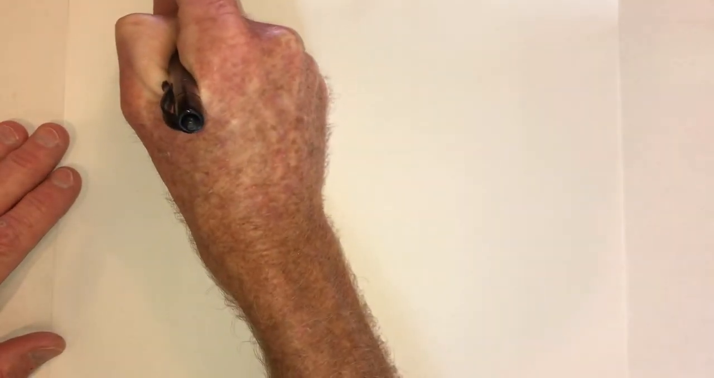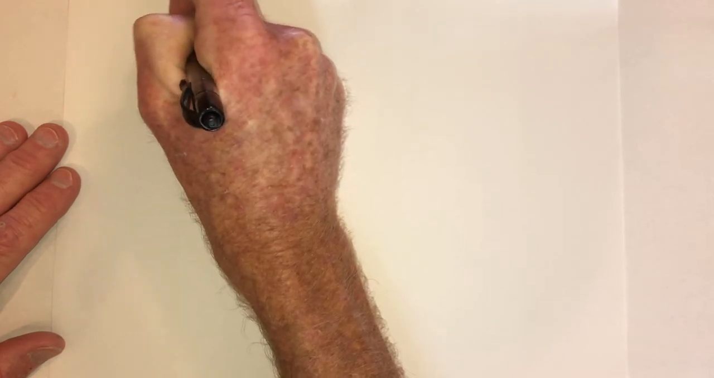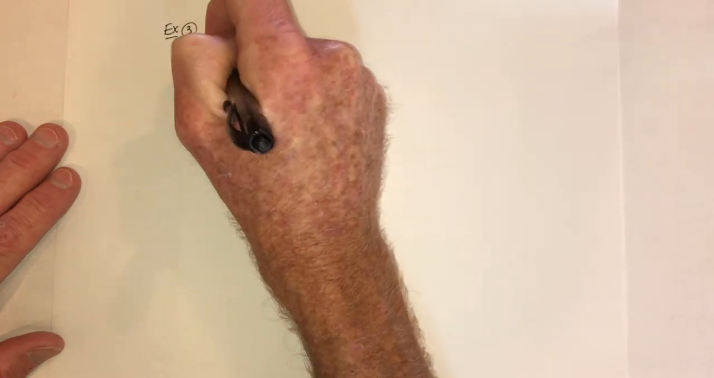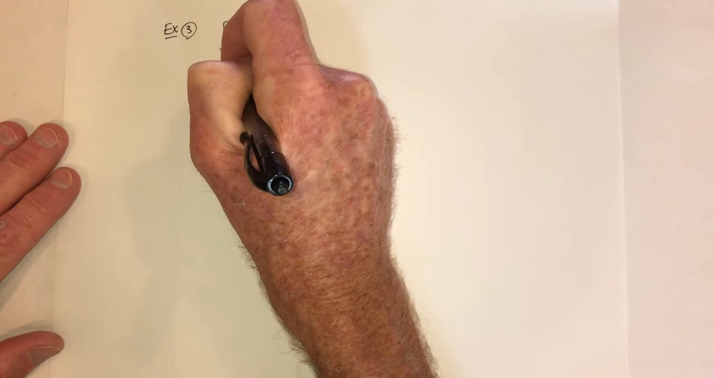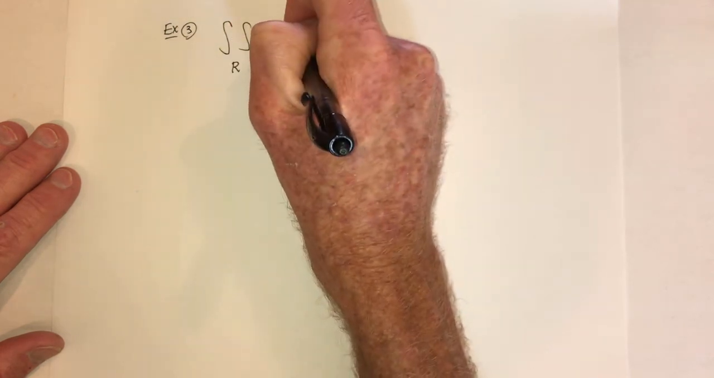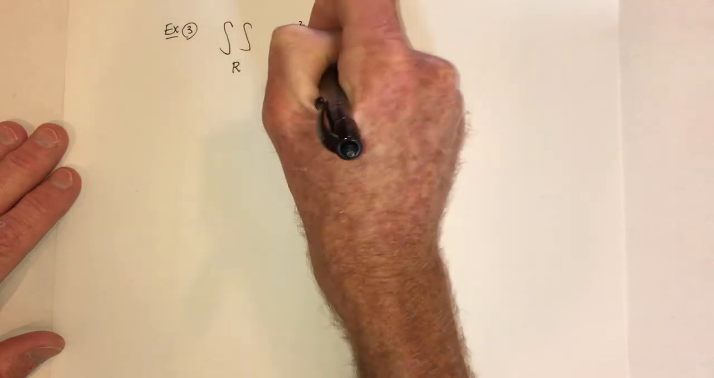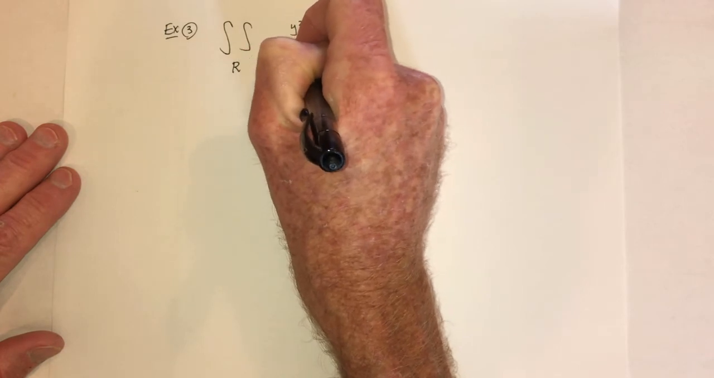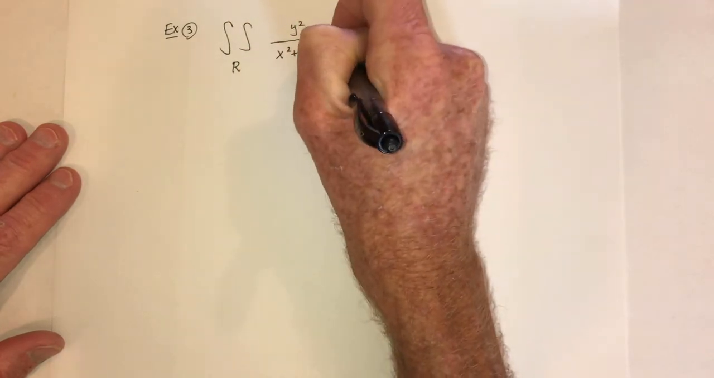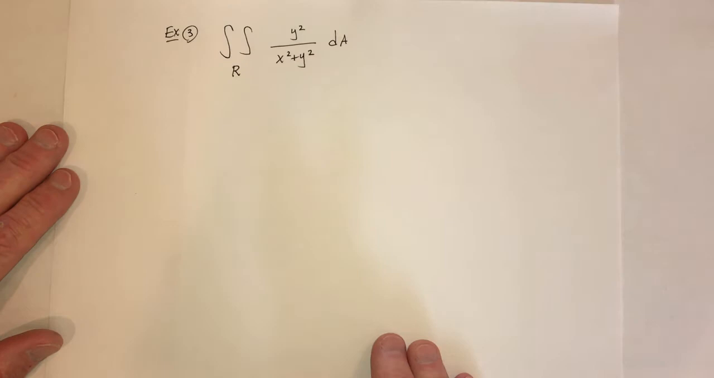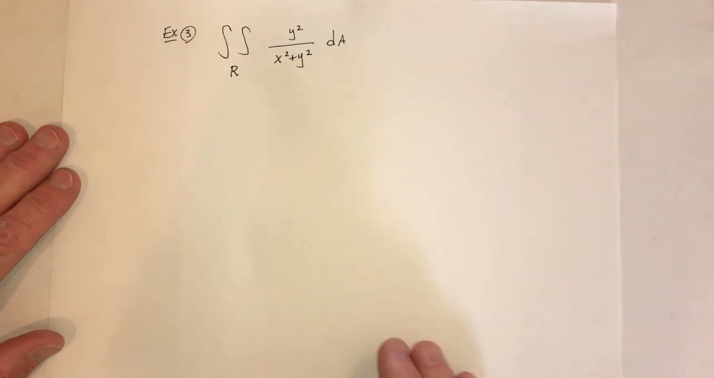Okay, now on to the next example, number 3. Evaluate this integral over the region R, and the function is going to be y squared over x squared plus y squared, and then dx dy or dy dx.